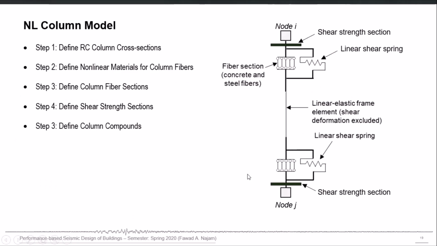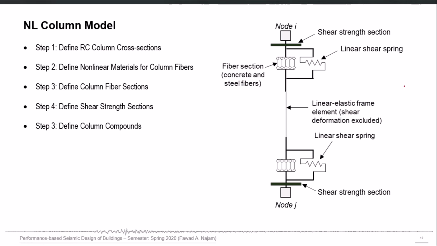Let's assume that this is our modeling approach. For example, this is our length, and at the two ends of my columns I have the fiber section, concrete and steel fibers, represented by this particular symbol. The shear behavior will be uncoupled from the flexural behavior and will remain elastic, which is represented here by a linear shear spring. These fibers will be lumped at both ends. In between is the linear elastic frame element, because I expect the nonlinearity only at the ends of this column. So there will be some part of the length with fibers on one end and some part of the length on the other end, and then in between is the elastic element.